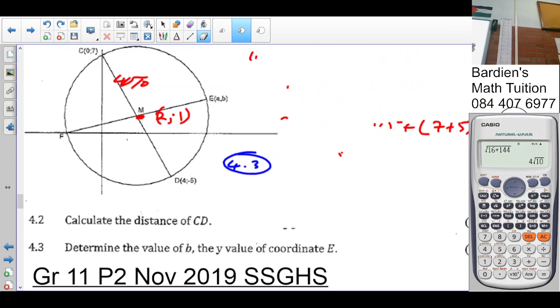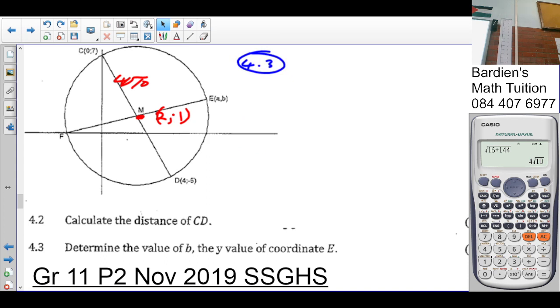So what I'm going to do is work out the A value of E, the x coordinate of E, and then I'm going to use the fact that the length of CD has to be the same length as FE. Why? Because both are going to be your diameter, since both go through the center of the circle. So that would simply be A. Remember that F is going to be 0, some value here, and 0.